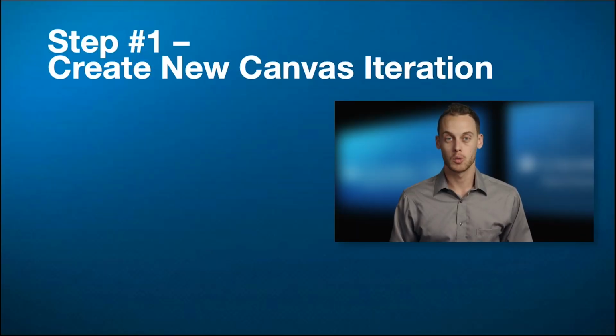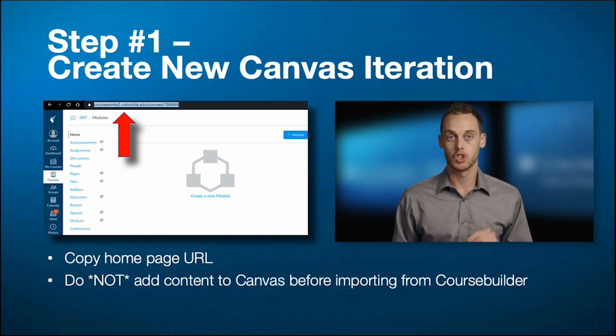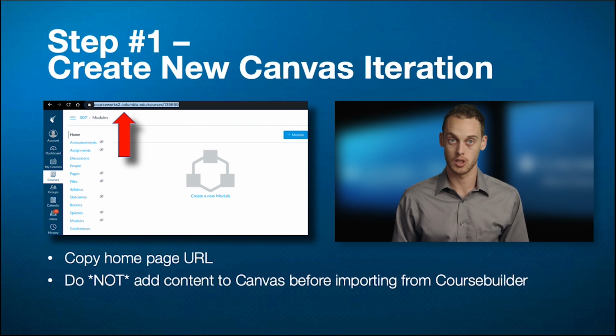So first of all, we're going to create a new iteration of our course in Canvas, or have someone else do it for us. Once we've done that, we're going to go to the homepage of that Canvas course and just copy the homepage's URL. And it's super important that we do not add any content to this Canvas course before we import the course builder files in. So just keep note of that.